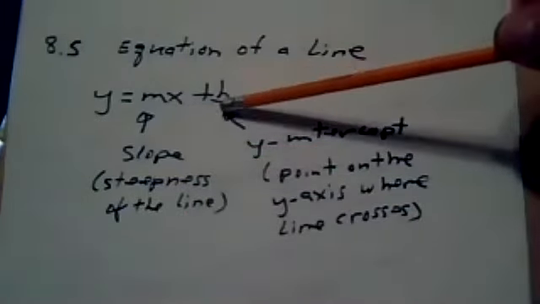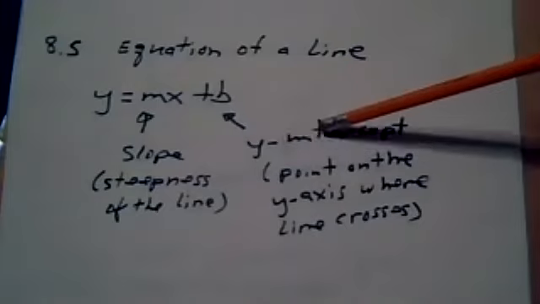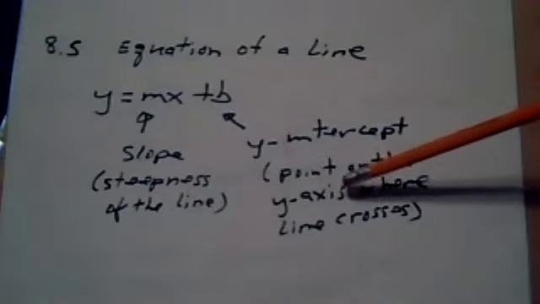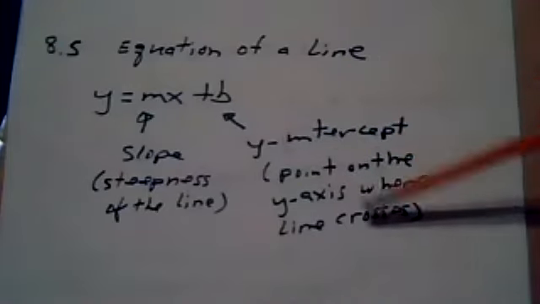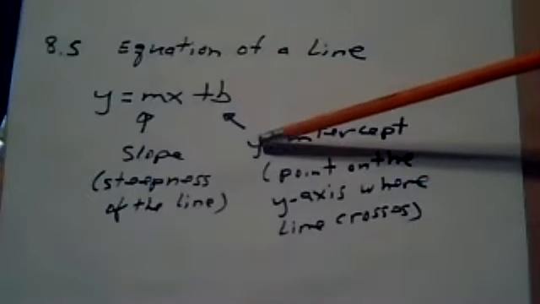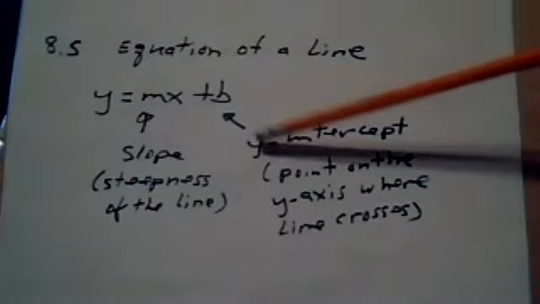The b will always be the y-intercept. It's a point on the y-axis where the line crosses. This will always be the y-intercept, not the x-intercept. The y-intercept is the b.